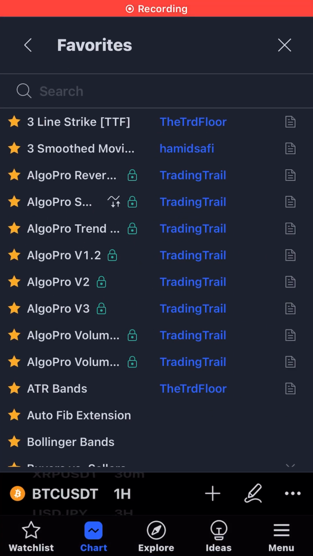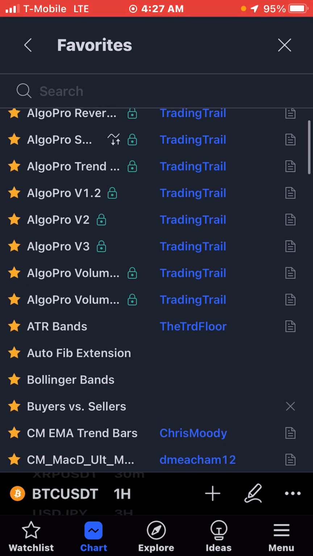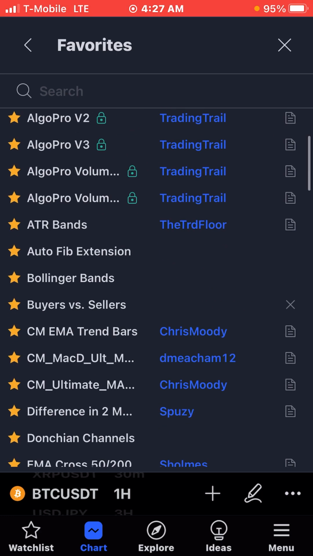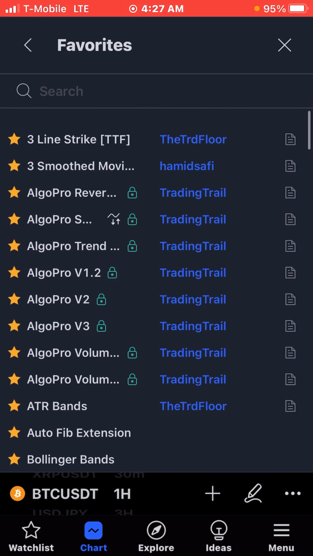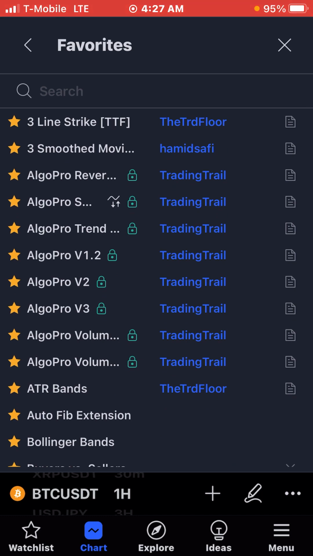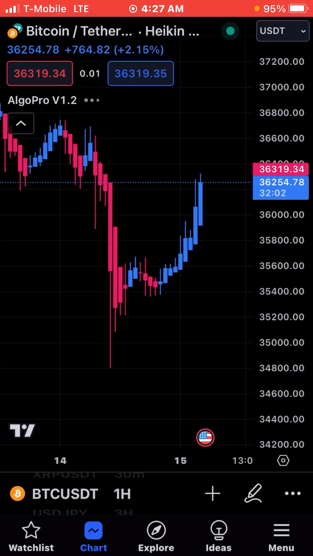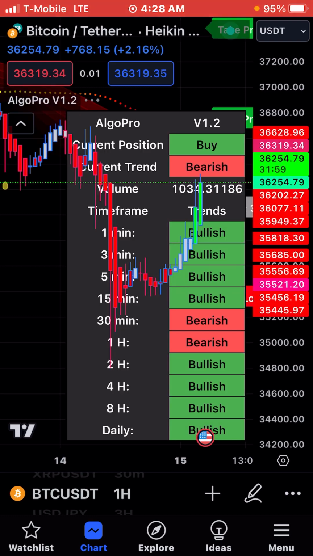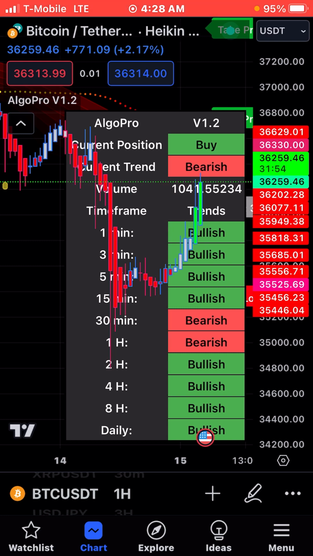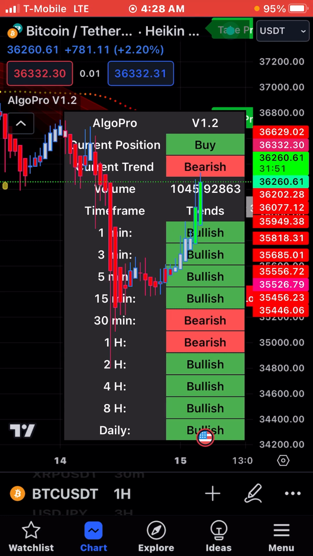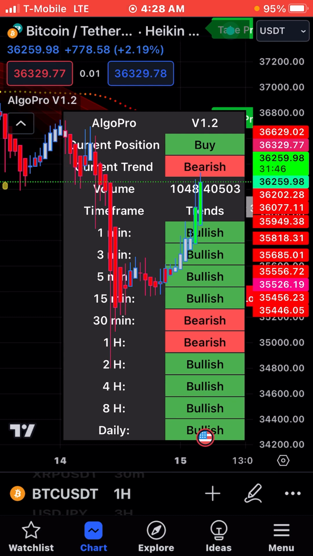I'm going to be going first into AlgoPro version 1.2, version 2, version 3, and volume, and I think that's all we got there. There's some other stuff up here at the top, but I'm going to talk about the main one first, which is the one I use, AlgoPro version 1.2. I use this for anything that I'm trading, and I just pop this in real quick to look at the market and look at this data here.